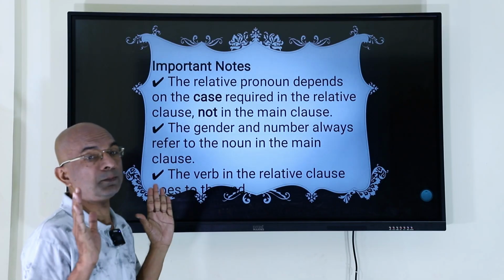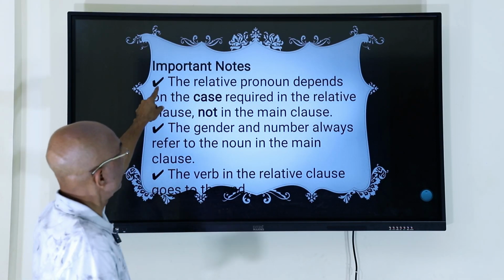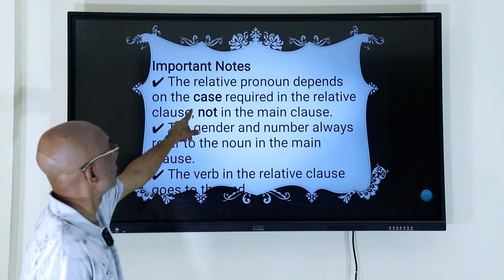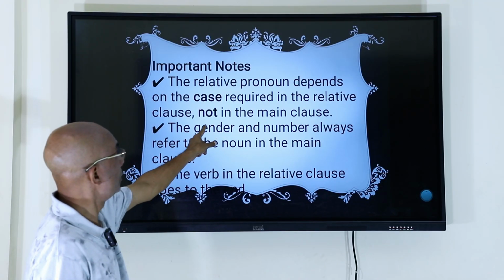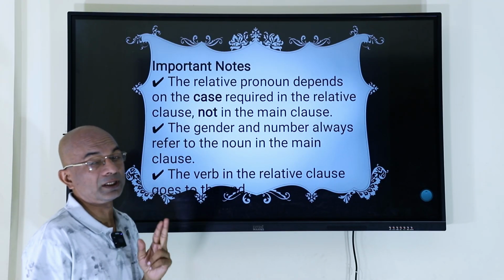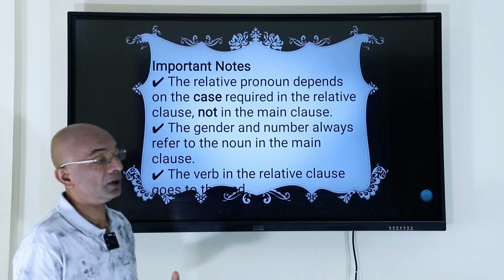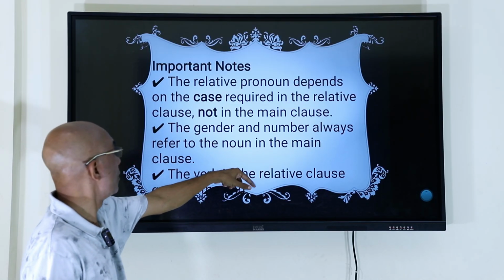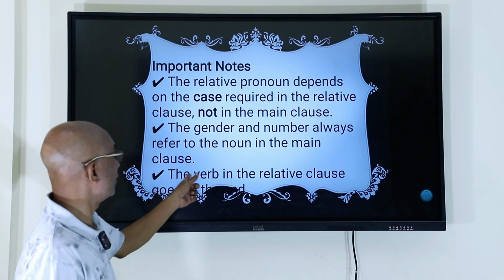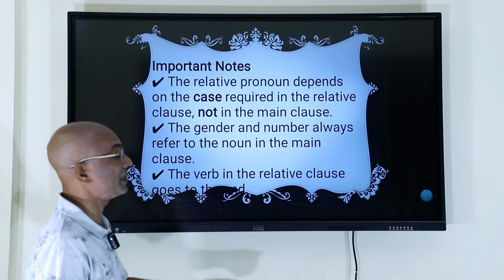So, important points to note. The relative pronoun depends on the case required in the relative clause, not in the main clause. Okay, not in the main clause, but in the relative clause. The gender and the number always refer to the noun in the main clause, and the verb in the relative clause goes to the end.